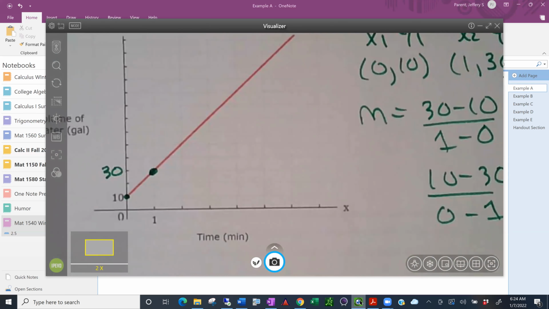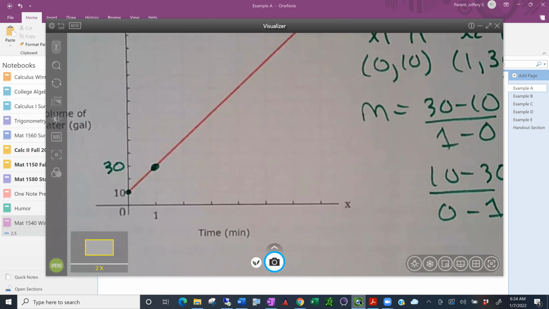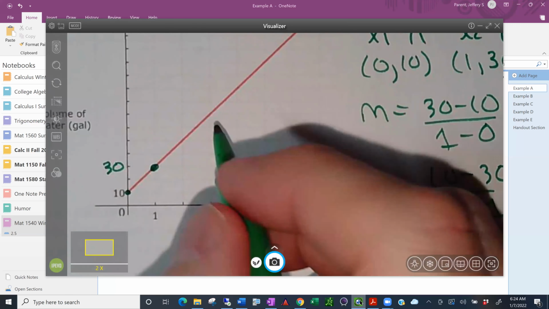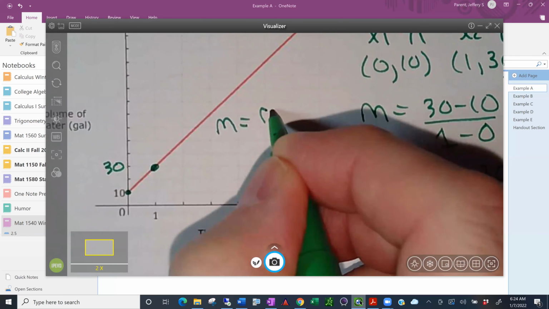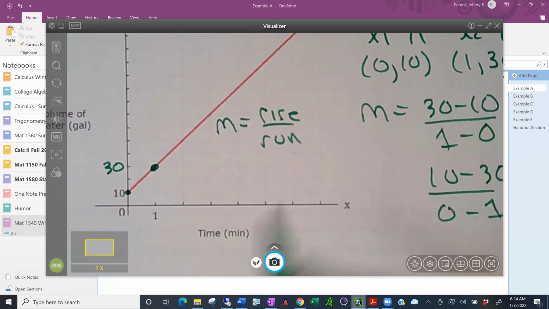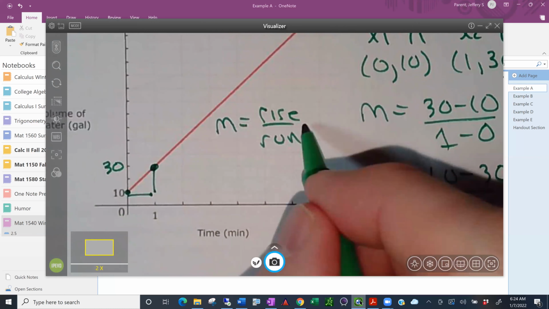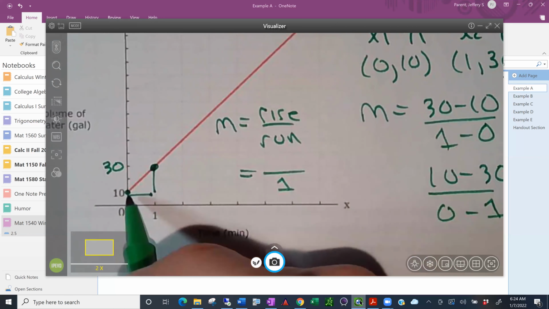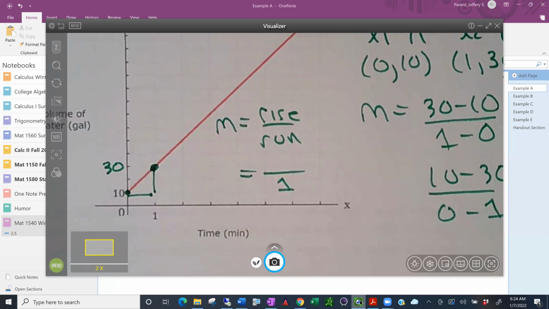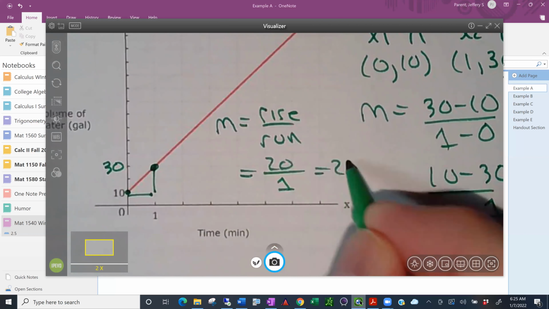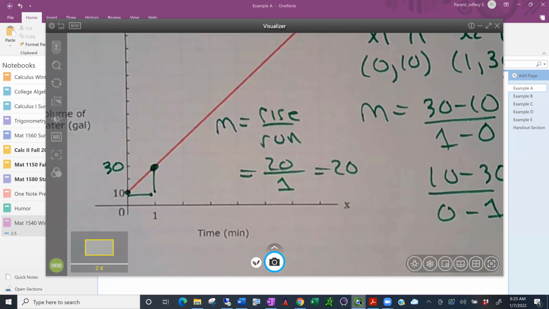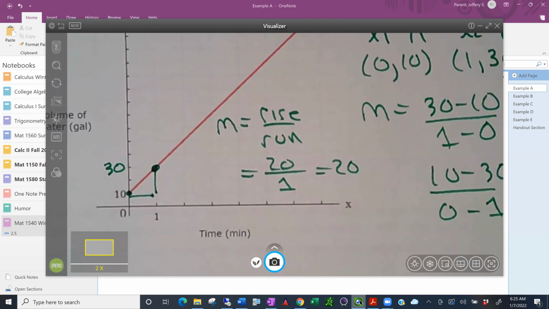Now, the other way we can work on this is to remember something about what slope represents. Slope represents the rise over the run. So m equals rise over the run. And the run is this distance. It's your horizontal distance. So that's a distance of 1. And the rise is the vertical distance. And that distance is 20. So without necessarily getting fancy and writing down all the points, you can come up with the slope that way. And that's the rate of change of this graph.